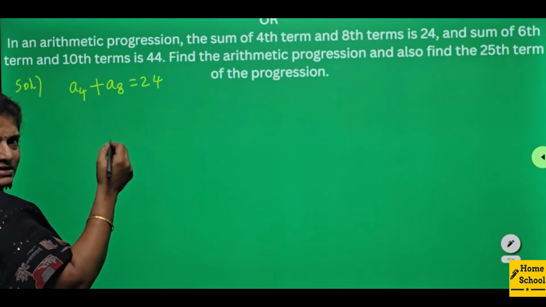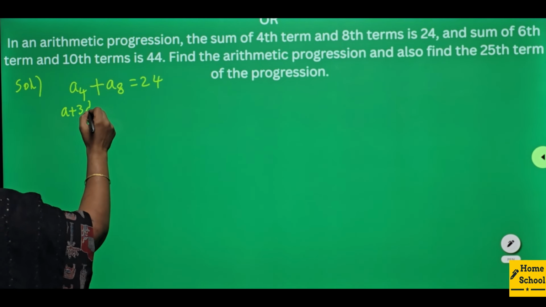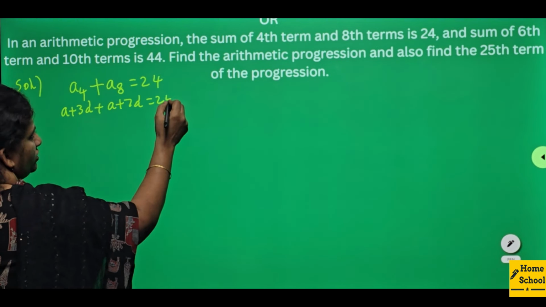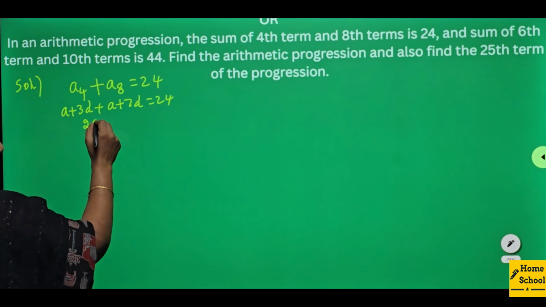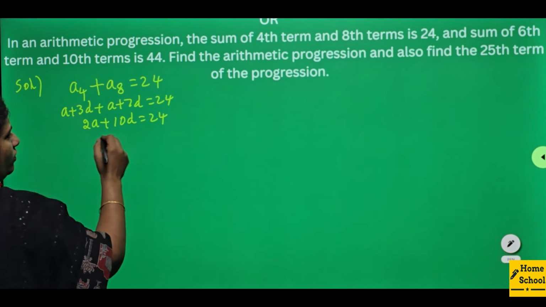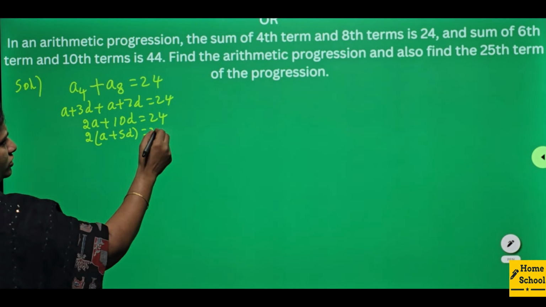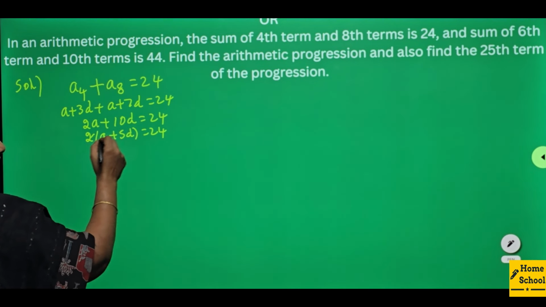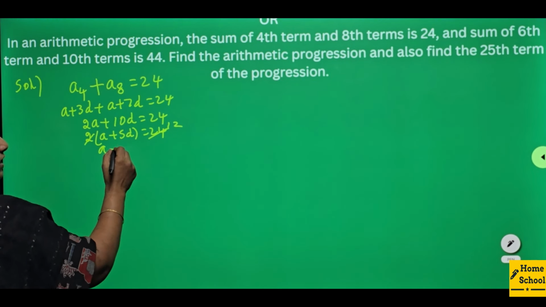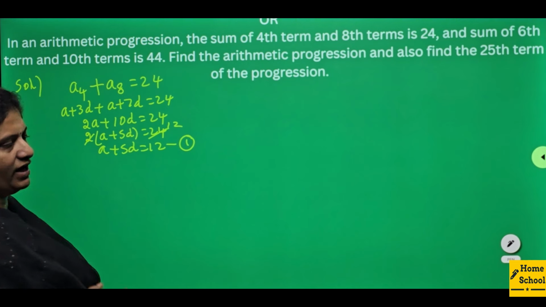Let us write this in general form and simplify first this one. A4 can be written as a plus 3d. A8 can be written as a plus 7d is equal to 24. A plus a is 2a. 3d plus 7d is 10d is equal to 24. Take out 2 common. a plus 5d is equal to 24 by 2. Send this to this side, or directly you can cancel. 2 12s are 24. Therefore, a plus 5d equal to 12. With first line we got one equation.